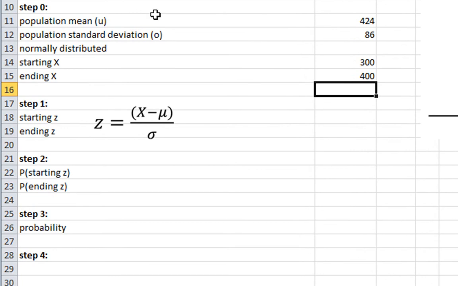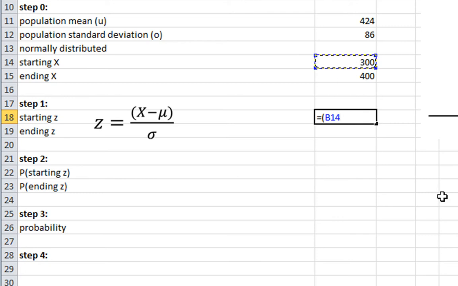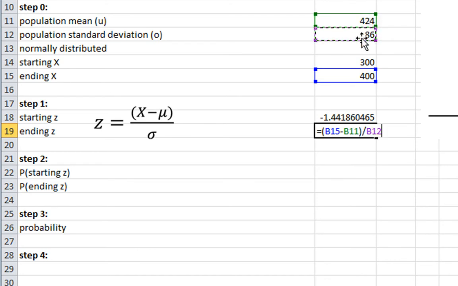So the next step is to translate the raw scores into z-scores. So there's our formula right here, which is telling you how to do that, and we can just plug in the formula. Our starting z equals the starting x value minus our population mean, 424, and we're going to divide that by the population standard deviation. So this number here is giving us the number of standard deviation units away from the mean for the point 300. Our next one is the same as before, so we're just using instead the ending x point to give us our ending z-score, subtracting our population mean and dividing by the population standard deviation.